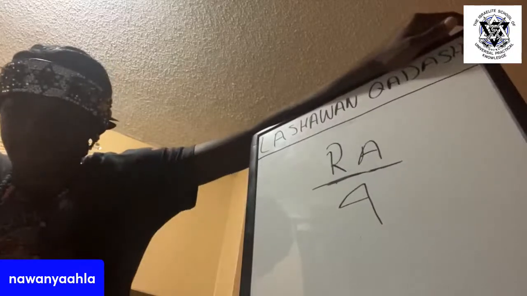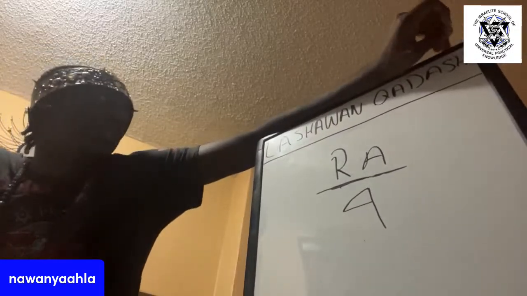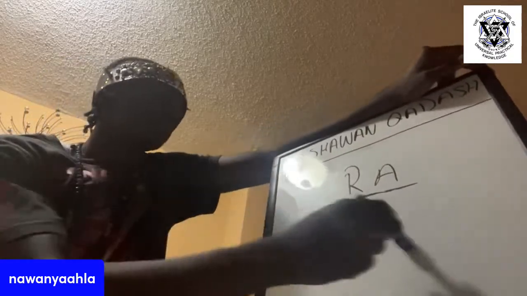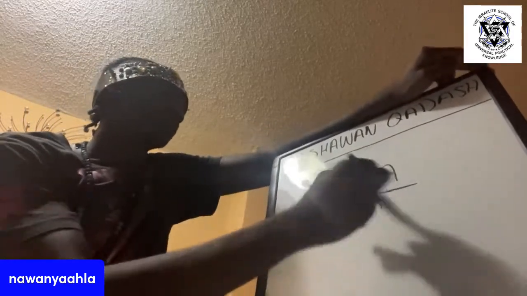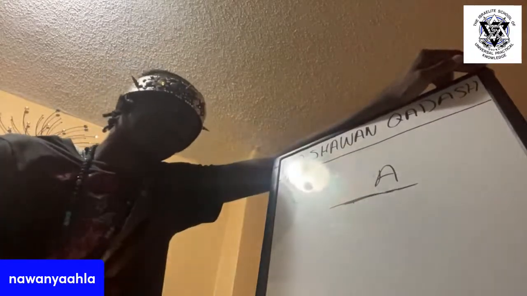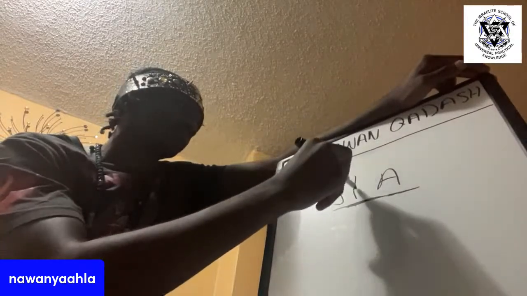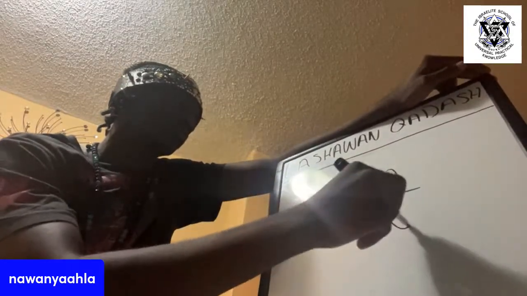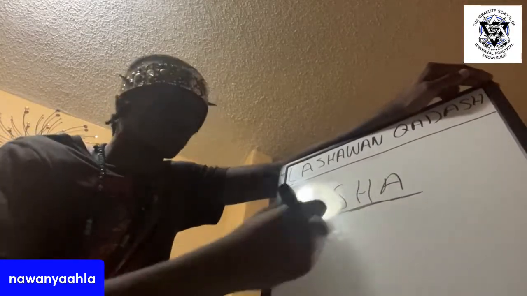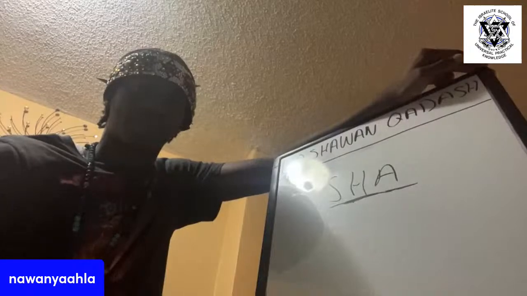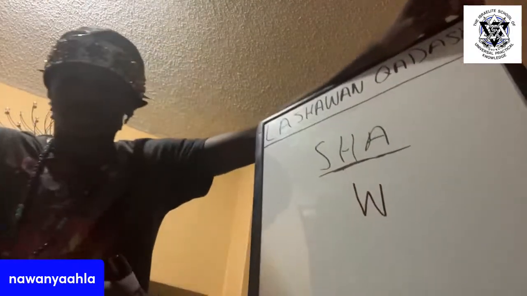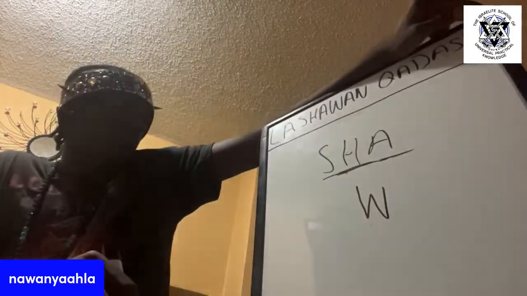The Ra. Lastly, we got the last two characters in the alphabet, which is the Sha and the Tha. Let's get that. Sha. It's the Sha in the Paleo Hebrew.